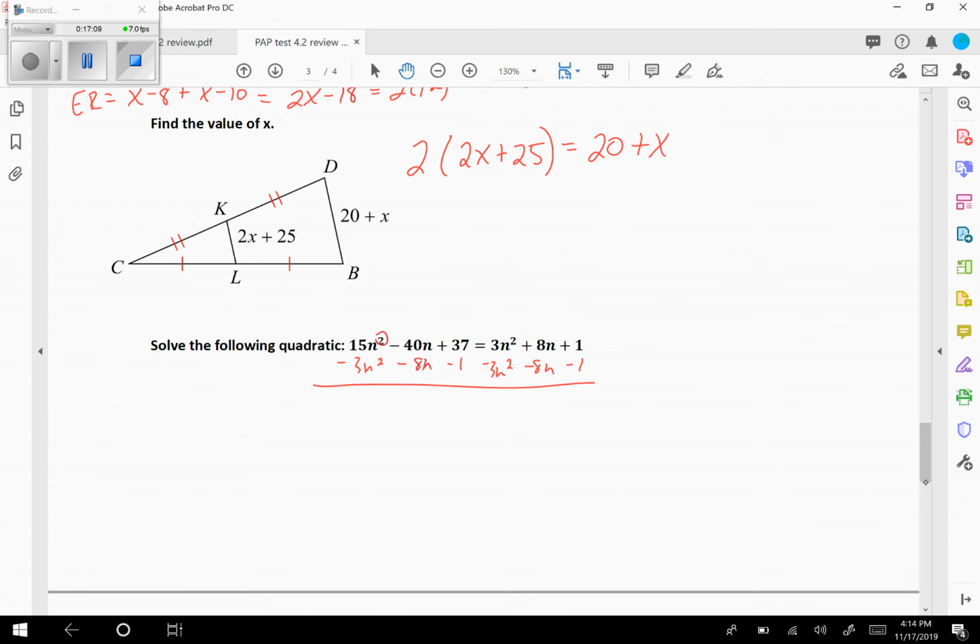So now I have 15 minus 3, so that's 12n squared. Then I have a negative 40 minus 8, so that's minus 48n. And I have 37 minus 1, so that's plus 36, and that's equal to 0. Okay, and then now you should be able to see that all of these are divisible by 12. So then just divide that out, and then you guys should be able to factor it.